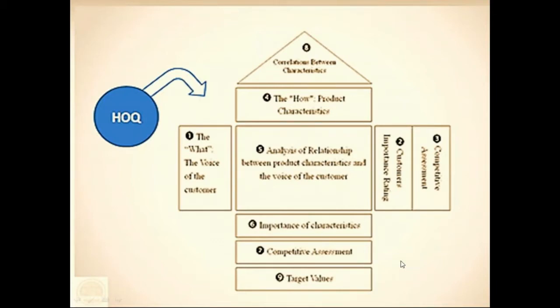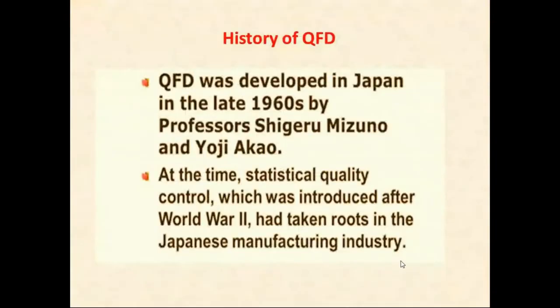So you can understand what quality you should maintain for each of the parts, and that can be implemented. So you can see how in detail you can get the quality analysis of a single part using the house of quality. The history goes back to the 1960s, as I told you. It was developed by Japanese professors Shigeru Mizuno and Yoji Akao. And at that time, it was before World War II.